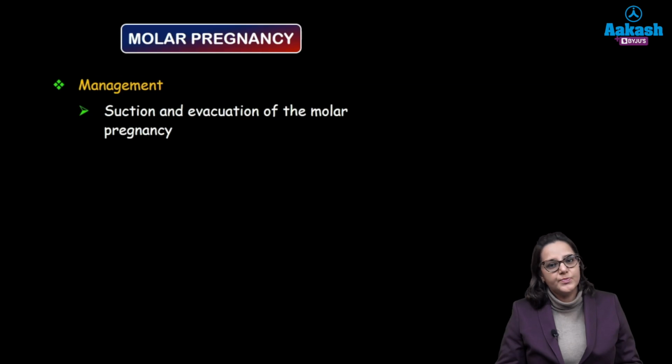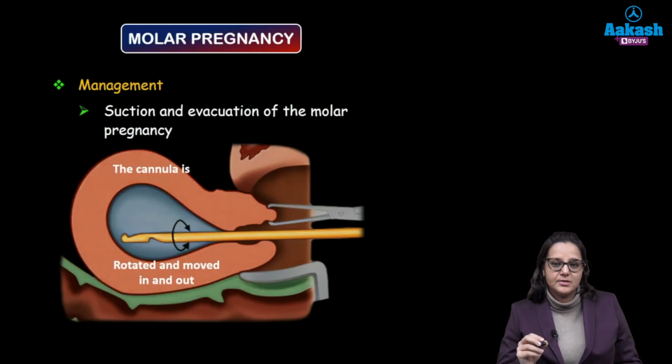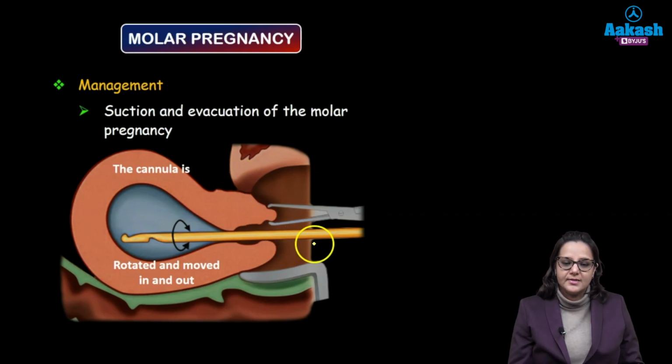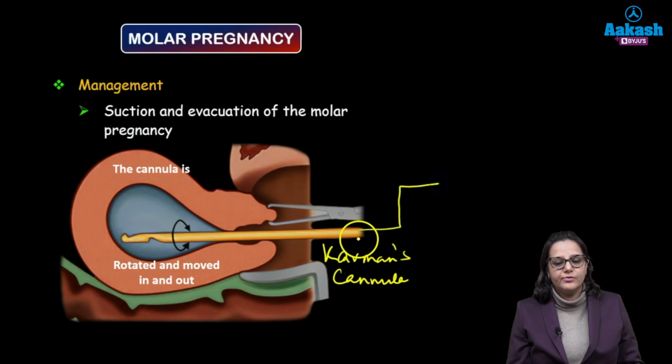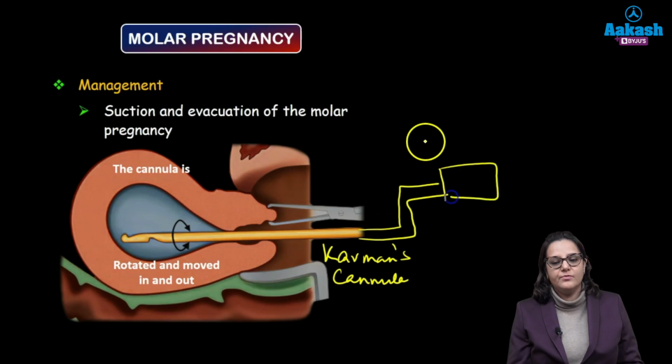So what is the management? Management is suction and evacuation of the molar pregnancy. What we do is this, known as the Karman's cannula, okay. So this is the Karman's cannula, and at the end of it is a tube which is attached to a suction machine which creates vacuum, okay.